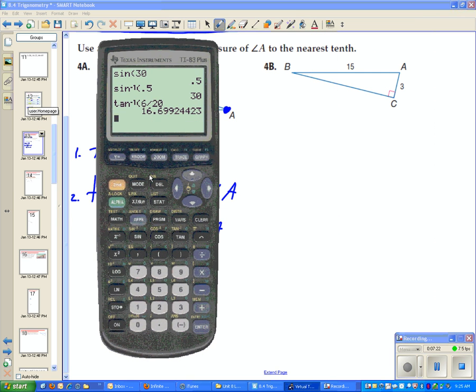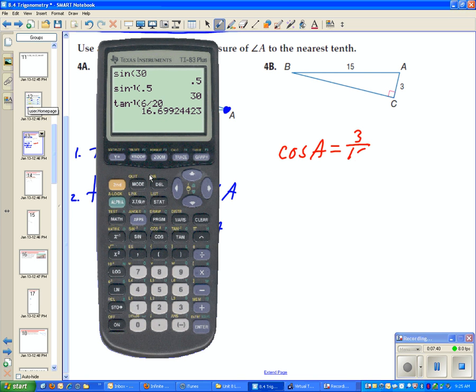Now let's do 4B. All right, again, I want A. What should I use this time? Sine, cosine, or tangent? Cosine? I can write the cosine of A equals adjacent over hypotenuse. If the cosine of A equals 3/15, then the inverse cosine of 3/15 equals A.